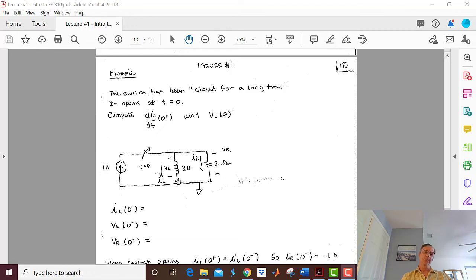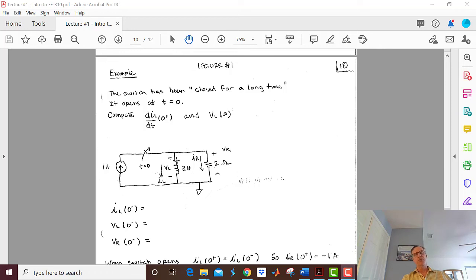So that means at t equals 0 plus, I'm going to all of a sudden get a current going that way through my resistor, because that current is going to go through the inductor. It's going to be 1 amp, and that means the voltage at the resistor at time equals 0 plus is going to start at 0, go down 2 ohms times 1 amp, which is minus 2 volts. So that's kind of cool. At t equals 0, we had no voltage here, so we had no current here. And at t equals 0 plus, I get negative 1 amp through here, and I get minus 2 volts here.